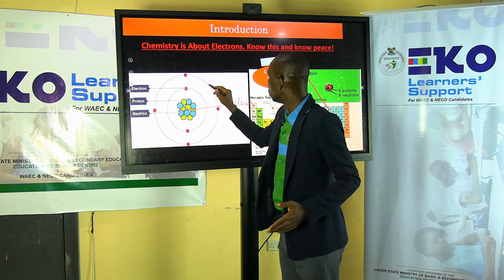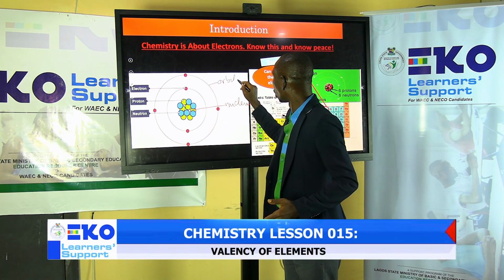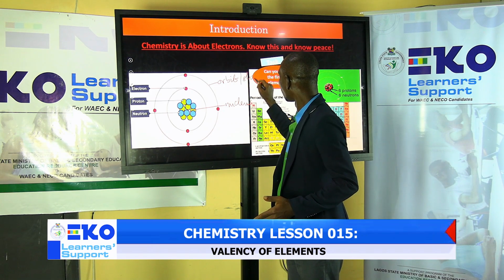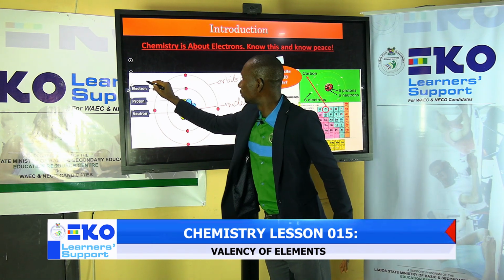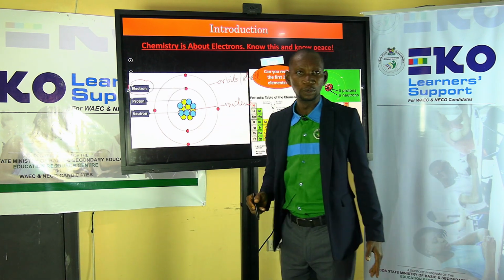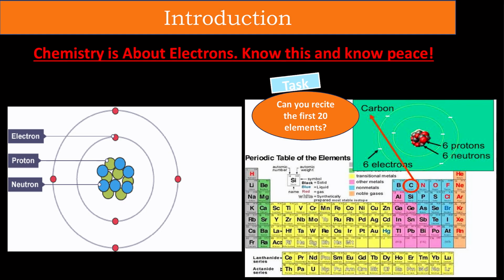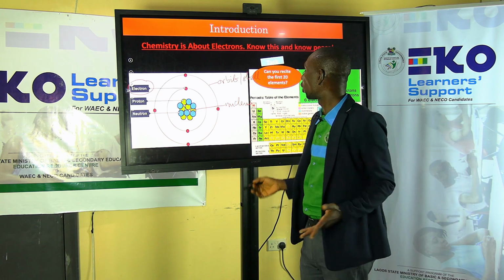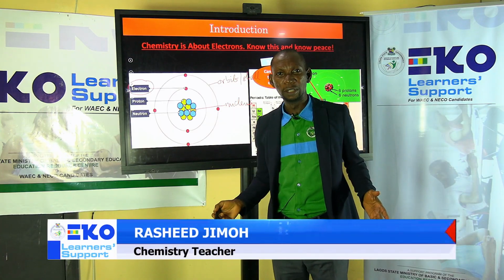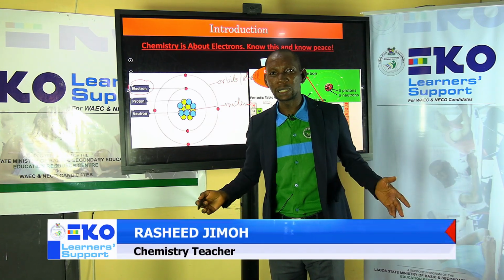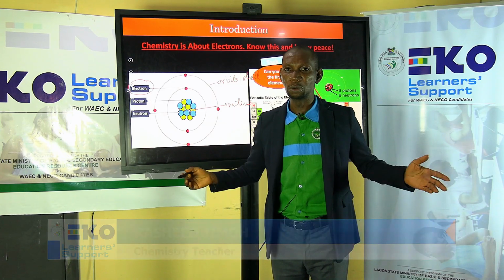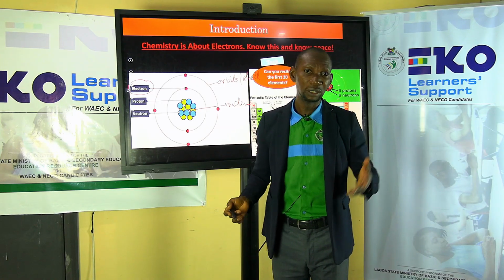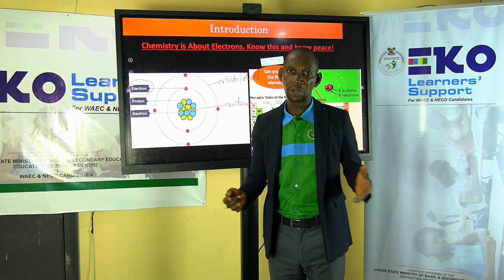But on the orbit, or what we call the shell of an atom, you have this very important particle, which is what? Electron. My dear student, I need you to know that chemistry is all about electrons, because electrons are responsible for most chemical reactions, unless when we're talking about nuclear reactions.